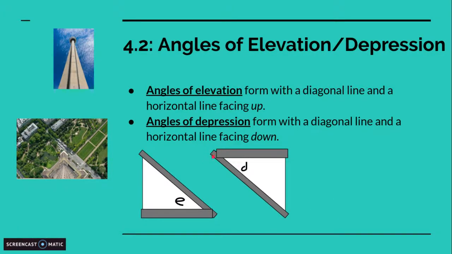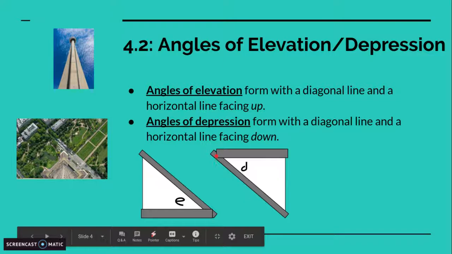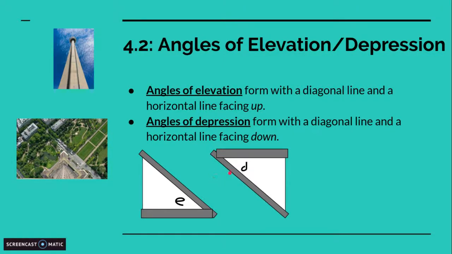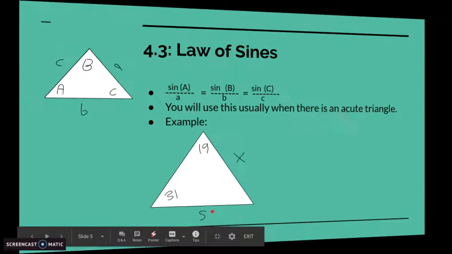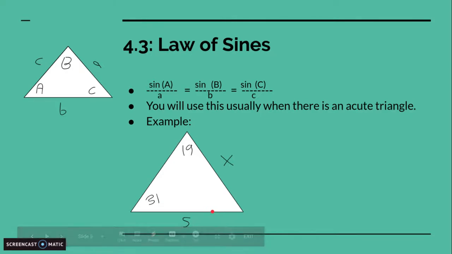And sometimes people might have a square problem, and they would think that this angle right here is the angle of depression. But no, because that's forming with a vertical line. That wouldn't work. Alright, 4.3, this is an honors standard, so if you're CP, you can hit that L button, and it will skip.